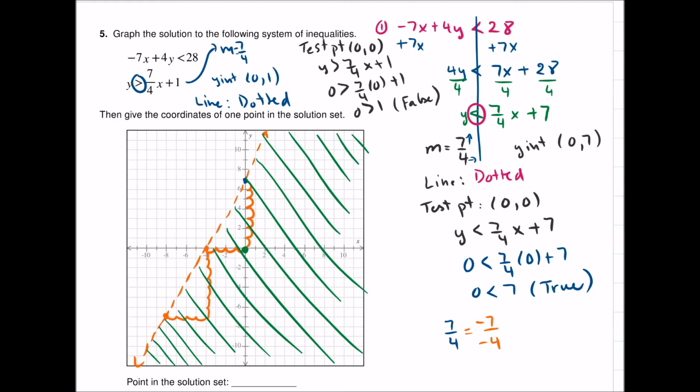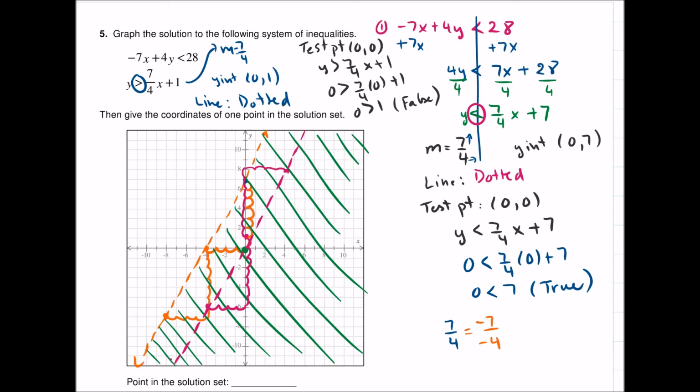So we start at the point 0, 1. Up 7: 1, 2, 3, 4, 5, 6, 7 over 4: 1, 2, 3, 4. Or we can reverse, go down 7: 3, 4, 5, 6, 7 over 4: 1, 2, 3, 4. And we connect all the dots by a dotted line. Okay. As we see here, there are parallel lines.